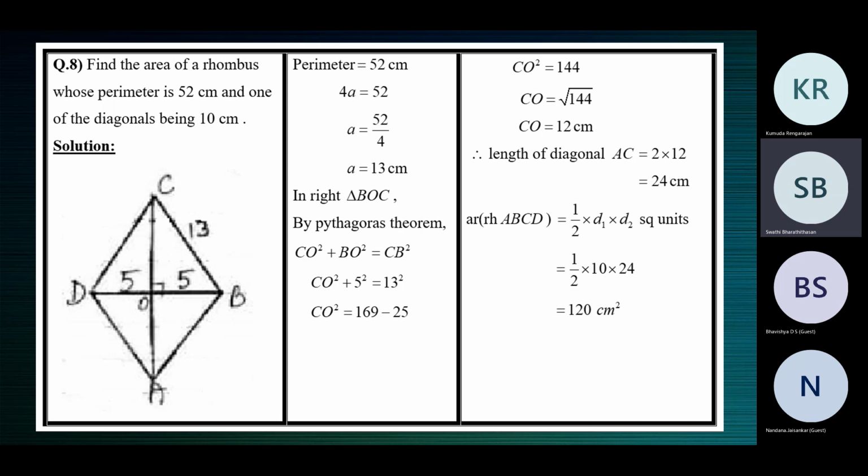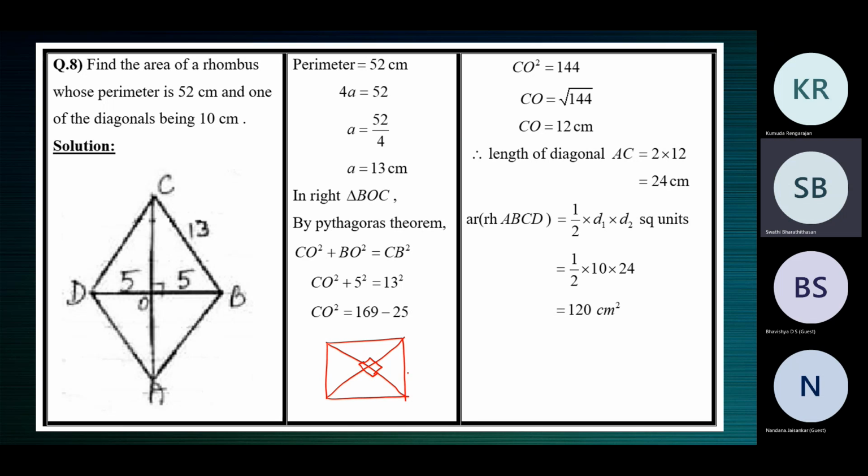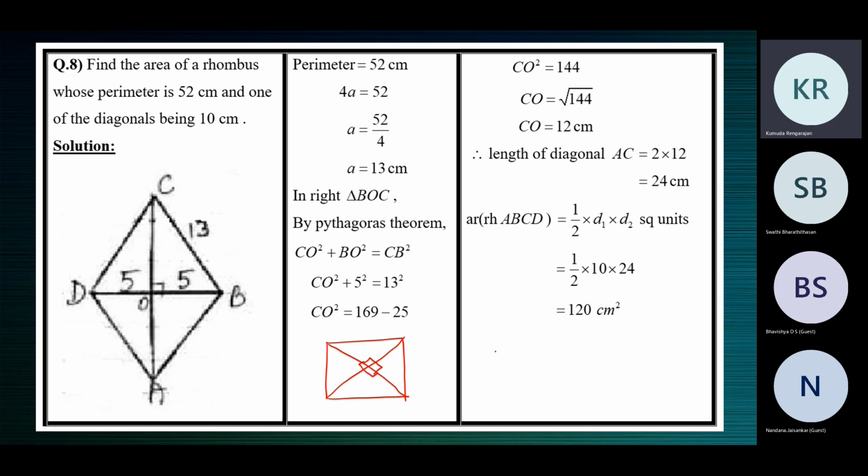Can you show me the diagonals by drawing a square and a rectangle? Yeah, sure. So this is a square. This is one diagonal. This is the other diagonal. 90 degrees, 90 degrees, 90 degrees, 90 degrees. Is this what you asked, Swati? Yes, ma'am. In a rectangle, they bisect each other, but not at right angles.